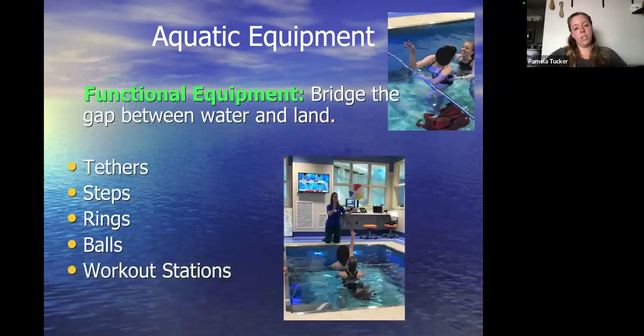We also use very functional equipment. So these are things that you might have seen at traditional pools or played with yourself, like rings and balls. Rails are another example of very functional equipment we use in the water.